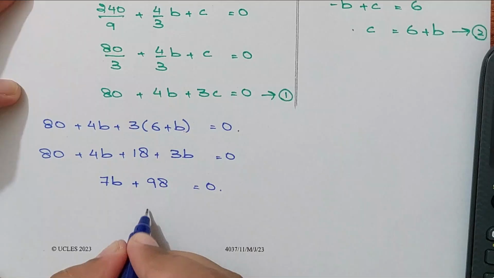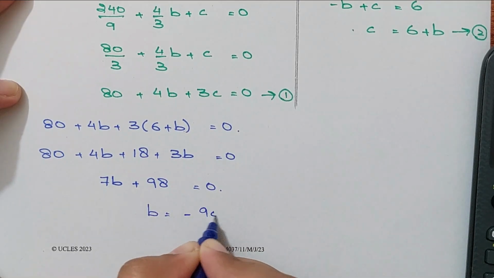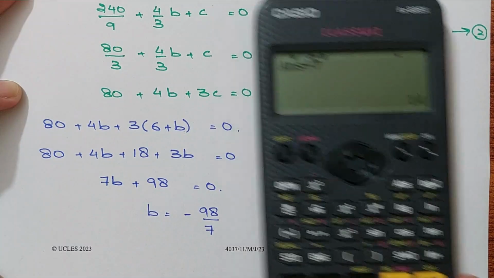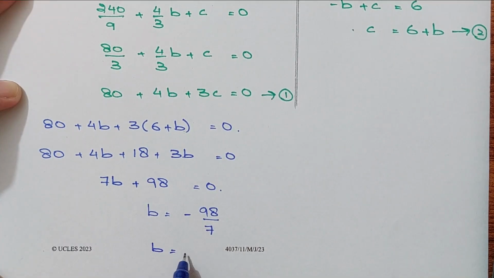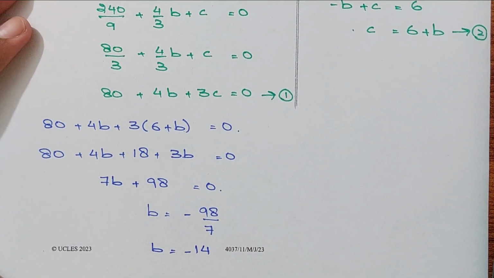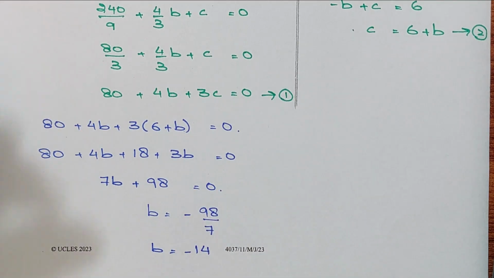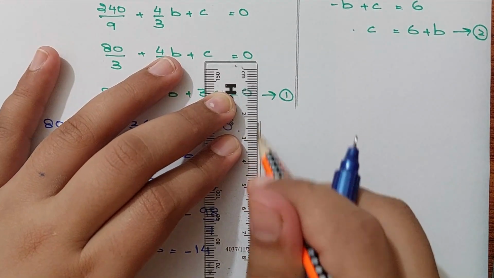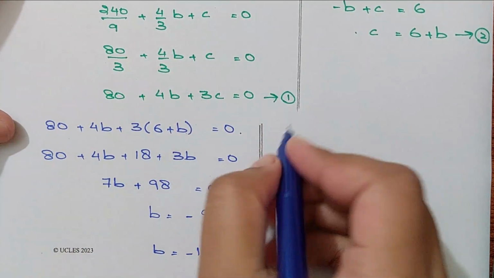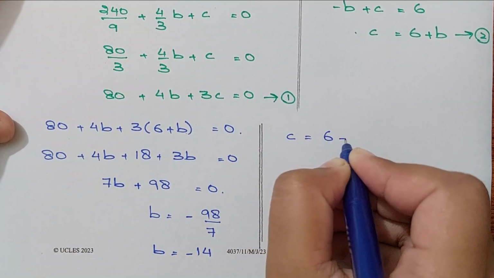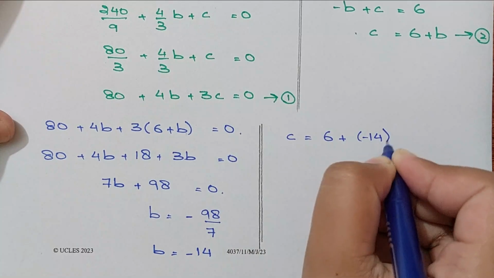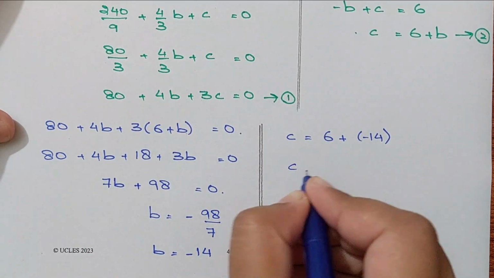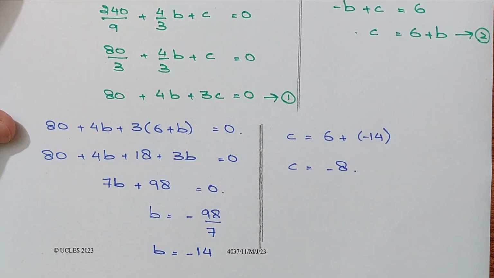So what is the b value? B value is negative of 98 divided by 7. 98 by 7 is negative 14. So b is minus 14, right? Now let me solve for c by substituting the value of b in equation number 2. So here the c is 6 plus b, b is minus 14. 6 minus 14 is negative 8. C equals minus 8, right?